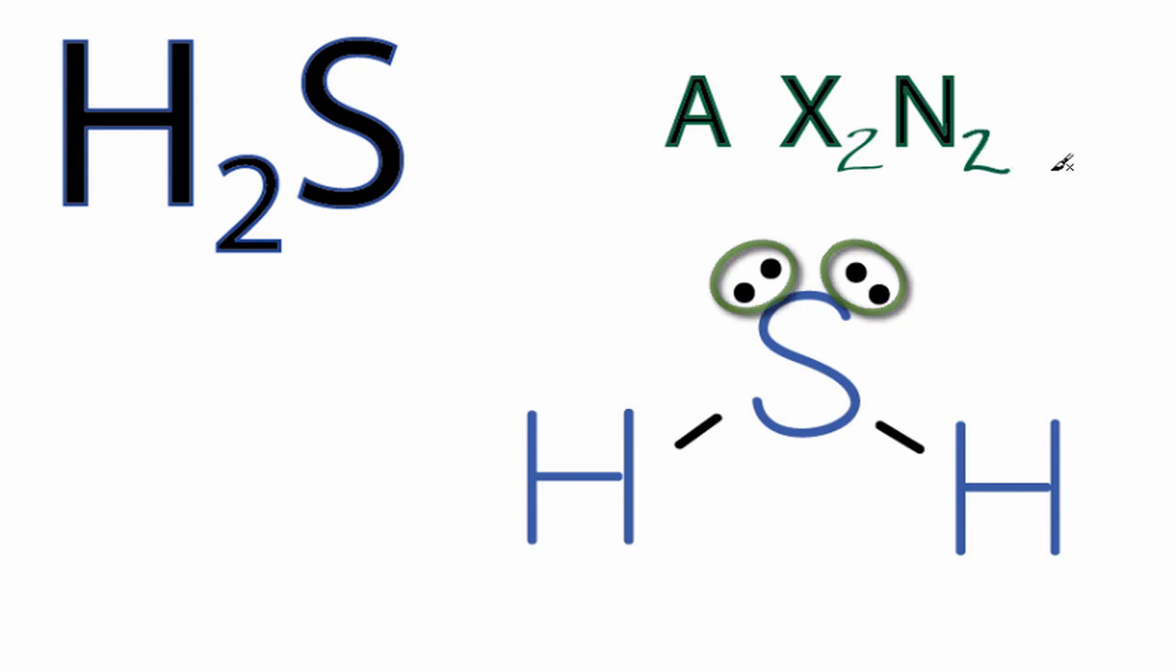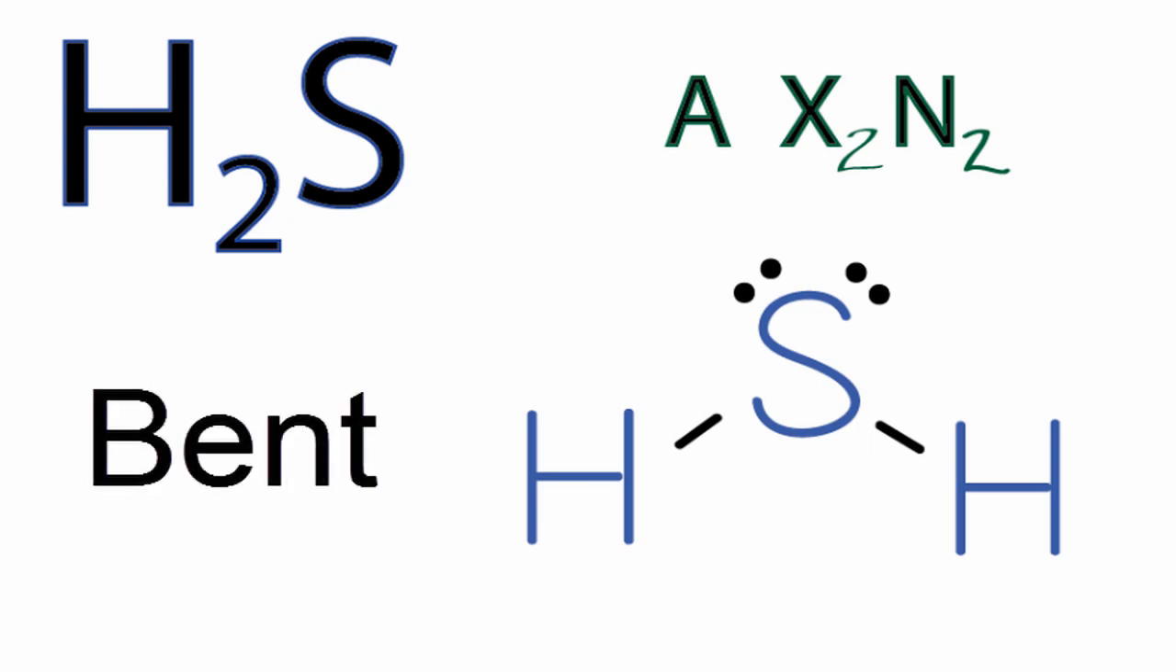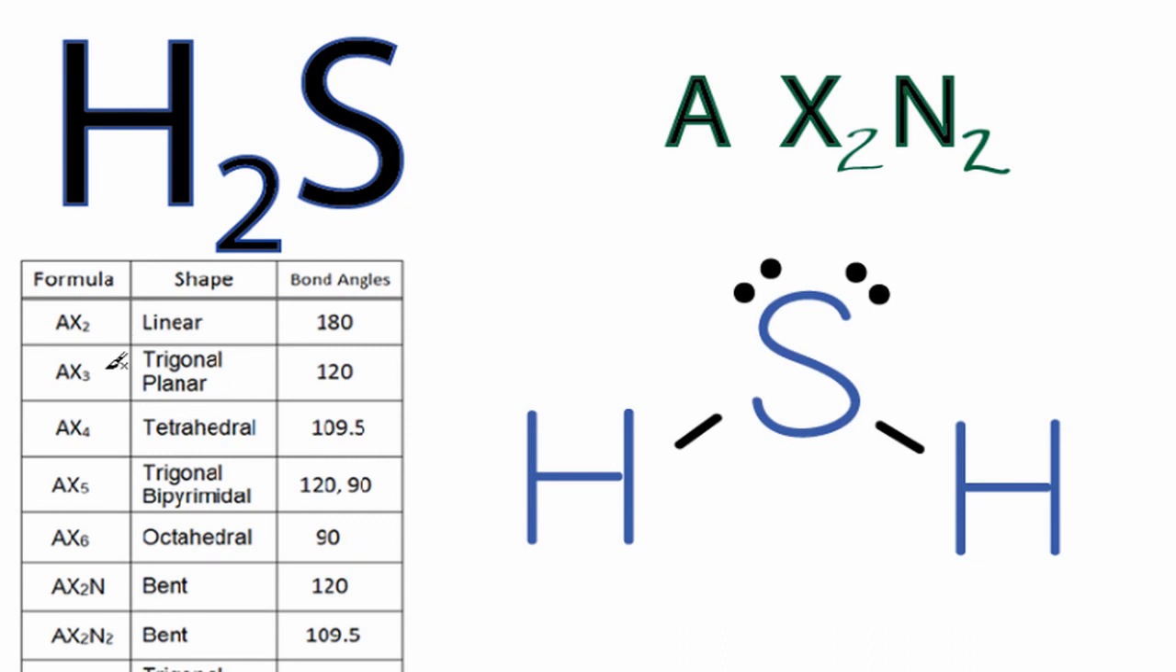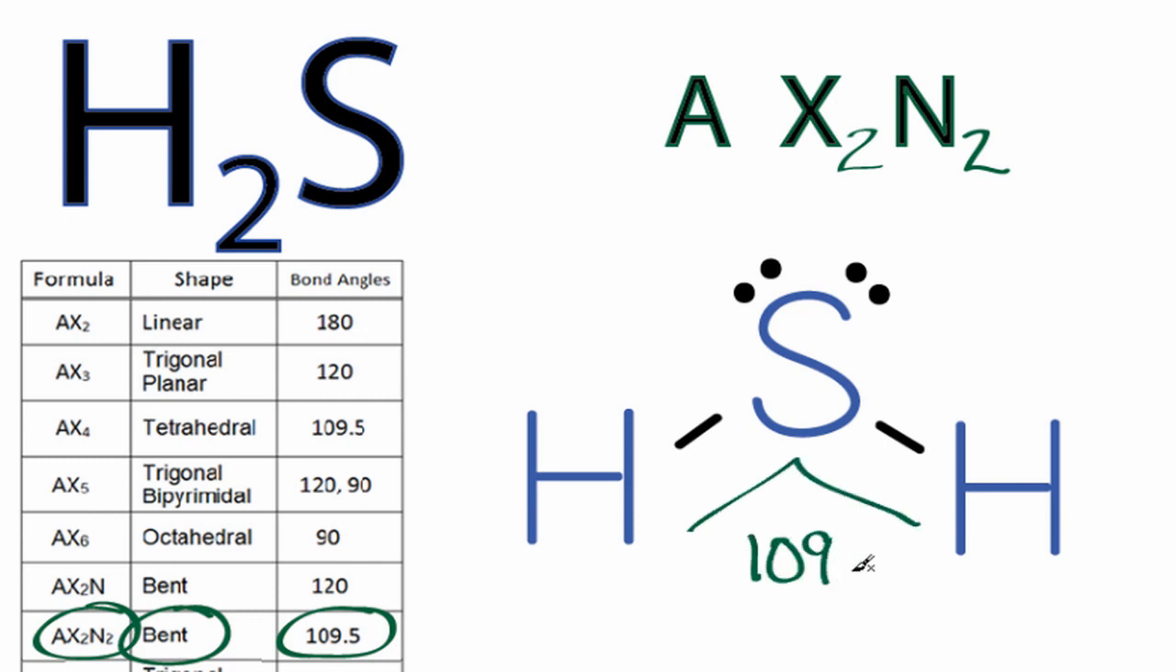Now you could memorize that this AX2N2 is a bent molecule. Or, if you're allowed to, you can look it up in a table. So going down our table, we have AX2, AX3, AX2N here, and then way at the bottom, AX2N2, which is a bent molecule and has bond angles of 109.5. So for our bent molecule here, we could draw our bond angle, that's this angle right here, of 109.5.